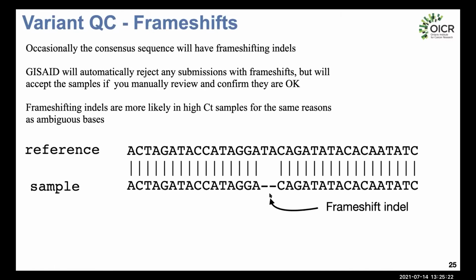You can recover those samples if you tell them you've manually reviewed the consensus sequence and think that it's okay, but it's usually an indicator of a lower quality genome, particularly again when the CT value is very high. And we see the same effect where, as CT increases, the genomes tend to accumulate frame shifts more readily. So again, that's probably an amplification artifact. So we flag any samples with a frame shift for that reason.